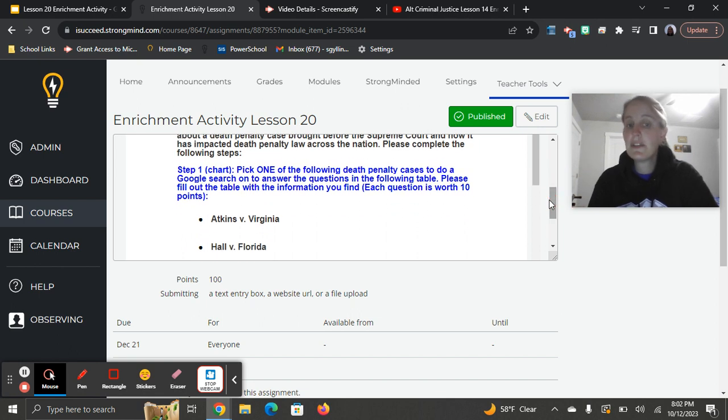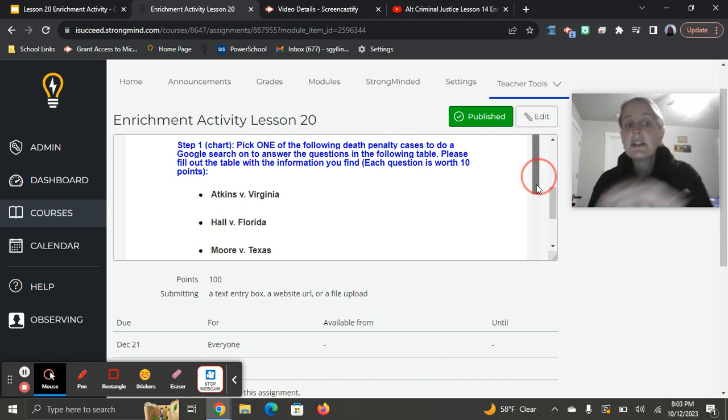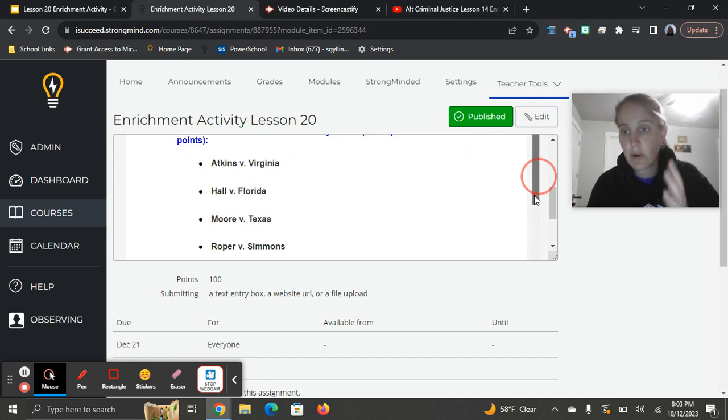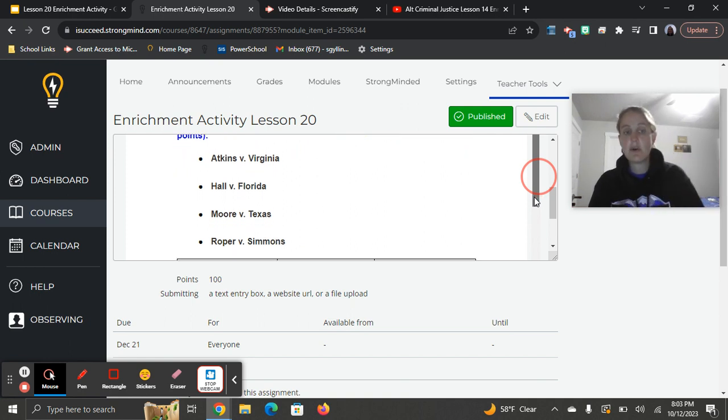So step number 1, the chart. You're going to pick one of the following death penalty cases to do a Google search on to answer the questions in the following table. Please fill out the table with the information you find, and each question is worth 10 points. So you're just going to pick one of these cases. You don't need to do all of them. Just pick one. Figure out the one that's most interesting to you and go with it. So you can choose between Atkins versus Virginia, Hall versus Florida, Moore versus Texas, or Roper versus Simmons. So pick one of those.